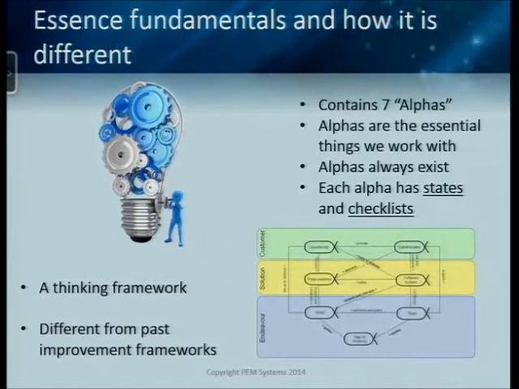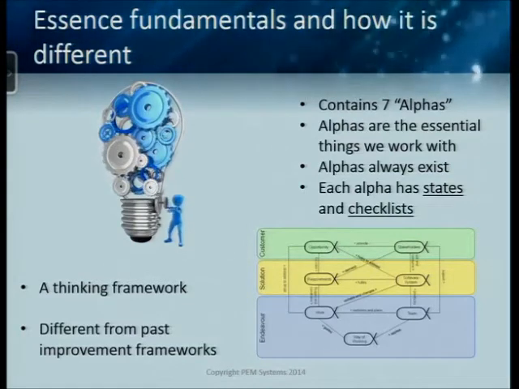So, Essence contains 7 alphas. Alphas are the essential things we work with. Alphas always exist. Now, another thing we did when we built this model was we wanted to use natural language. We wanted to use terminology that a software developer, a software practitioner would know, so you don't have to go out and learn a bunch of other words. So the alphas, you're going to see on my next slide this blown up, and we're going to talk to it quite a bit so you can get into the model.